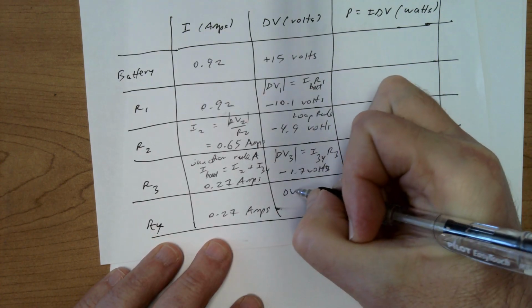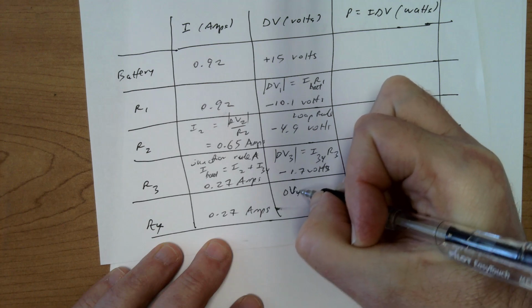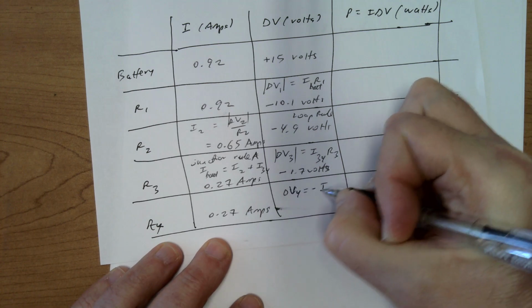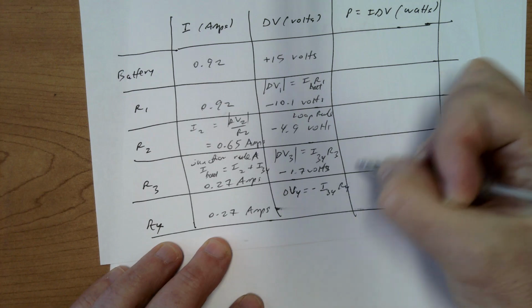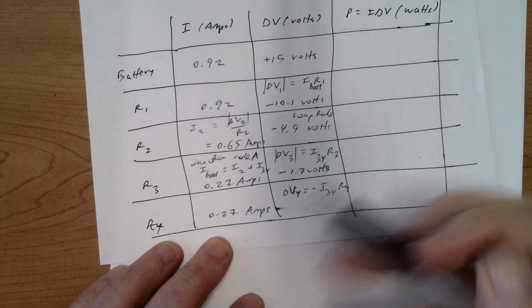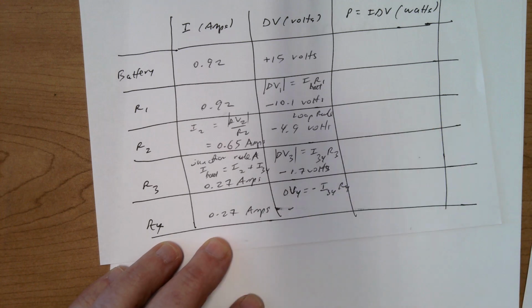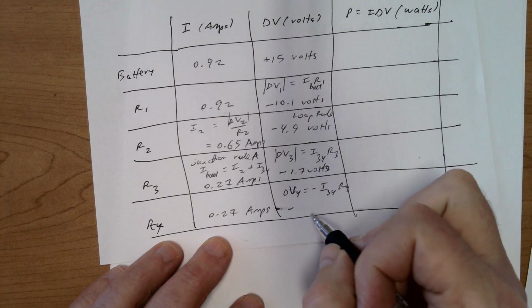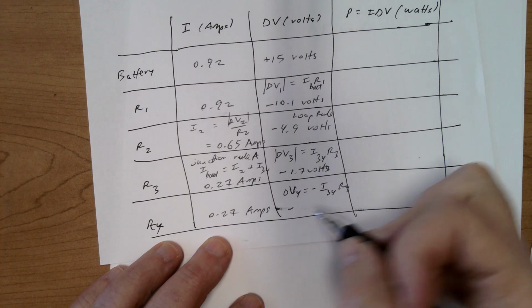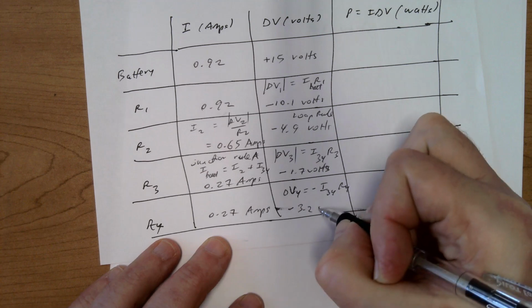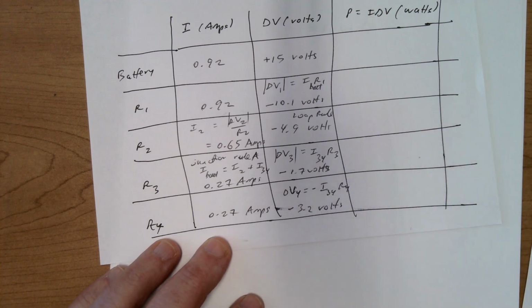I'm going to do delta V4, which is minus I34 times R4. I didn't put the absolute value this time. That shows you why it's going to come out negative, right? It's a drop. And that one comes out to be negative 3.2 volts. Okay.